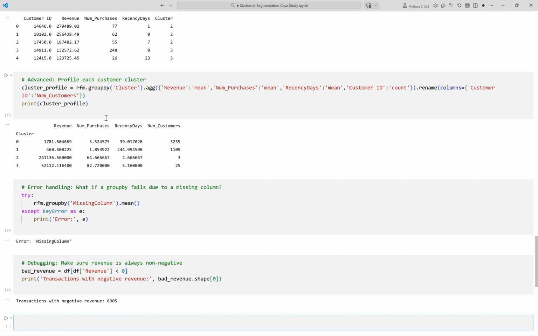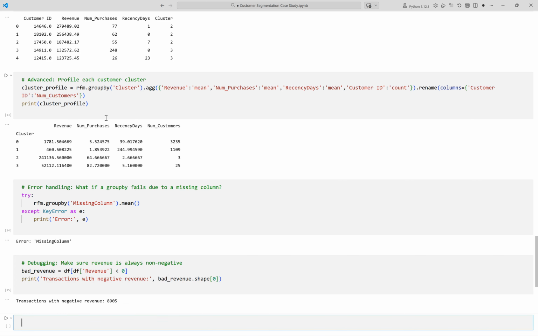Here we see that there are 8,905 transactions with negative revenue, which is a red flag for data quality. Identifying and addressing these anomalies is crucial before performing recency analysis, since inaccurate revenue values can distort customer value calculations and segmentation. This debugging step ensures our dataset is clean and reliable for meaningful RFM insights. What are the possible reasons for negative revenue in retail data?